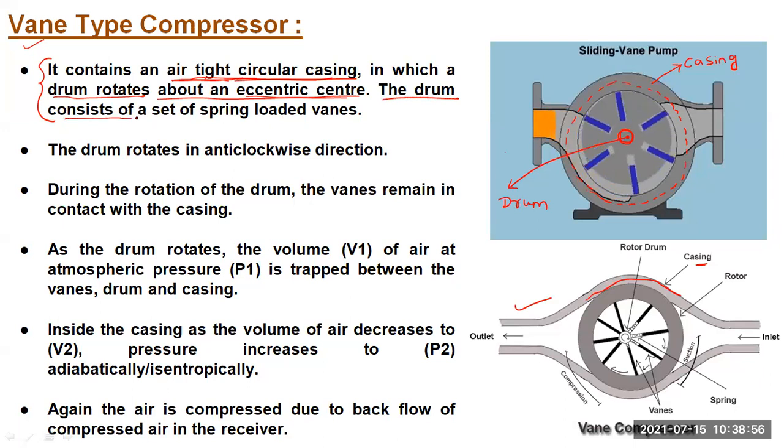The drum consists of a set of spring-loaded vanes. Okay, so you can see these blue color lines. These blue color lines are vanes. And some white color lines you can see, these white paths are springs. You can see in this diagram. So in this, the black color ones are the vanes, and here these are the springs. Okay, you can see the spring part.